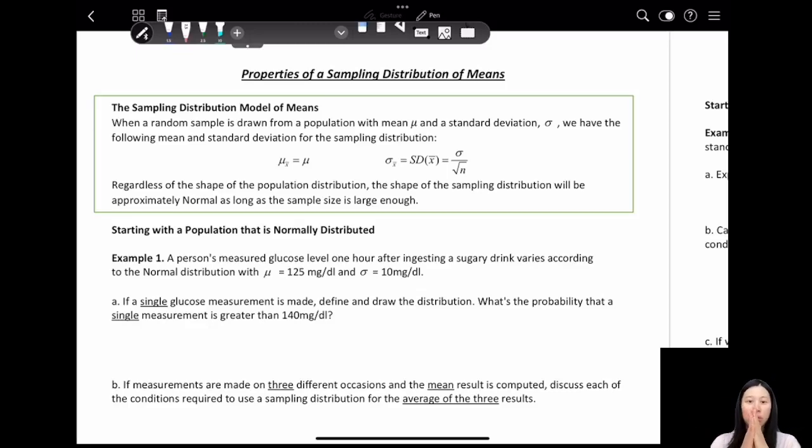Hi, so today we will talk about the properties of a sampling distribution of means. In the sampling distribution model, when a random sample is drawn from a population with the mean mu and the standard deviation sigma, we have the following mean and standard deviation of the sampling distribution.